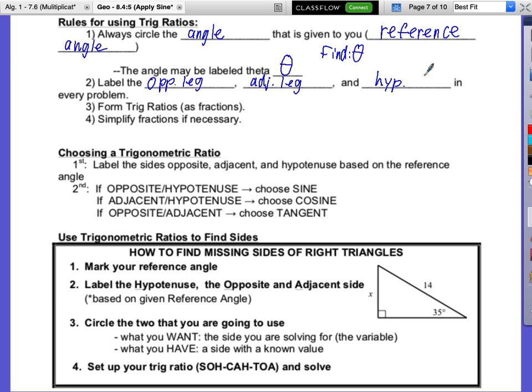Sometimes we'll have to choose different trig ratios in a triangle. Sometimes we won't know which ratio we need to use, so we have to figure that out. To do that, we look at what we're given and what we need to find, and that'll make more sense in a second. Once we label these, we'll look at what we're given and what we have to find, and we'll use our abbreviation, SOHCAHTOA, to help us out here.